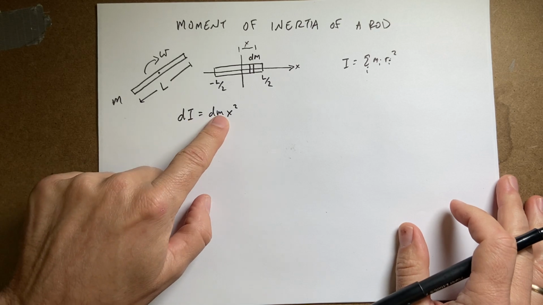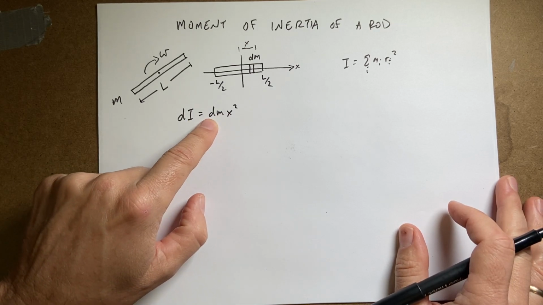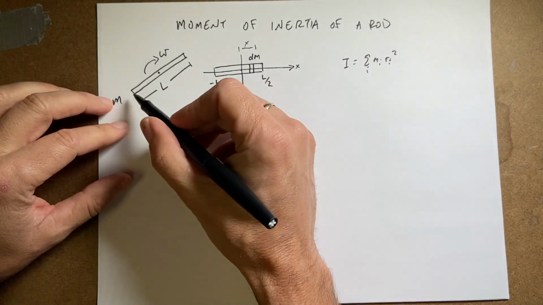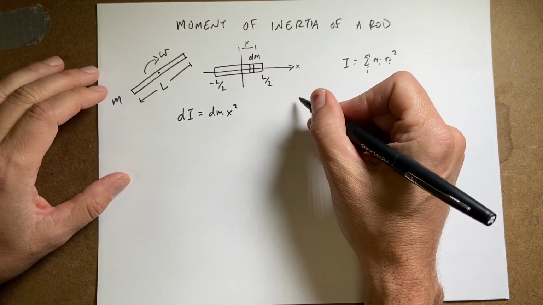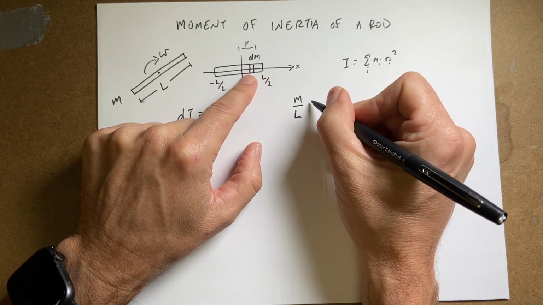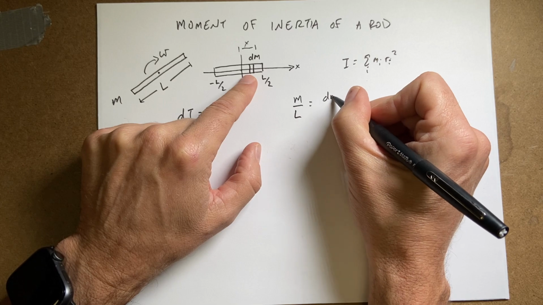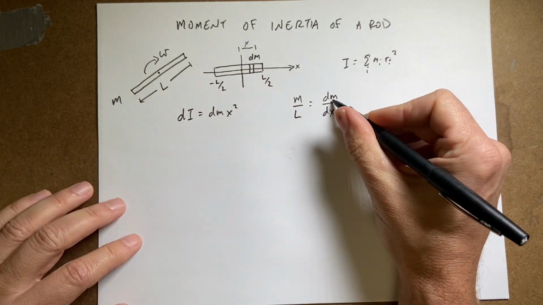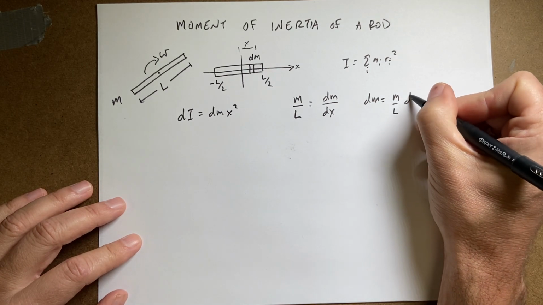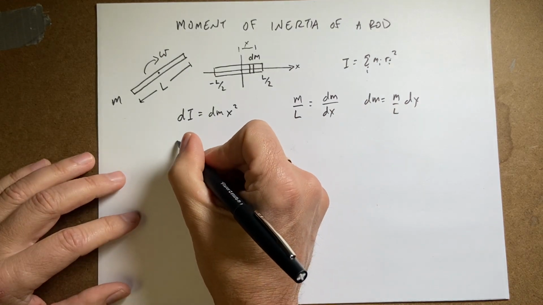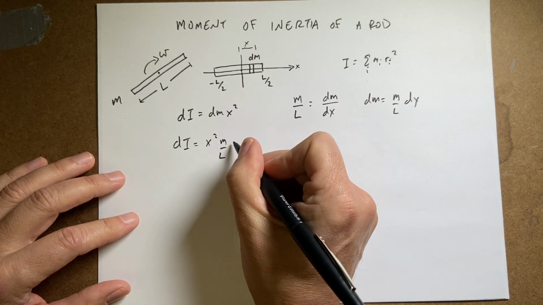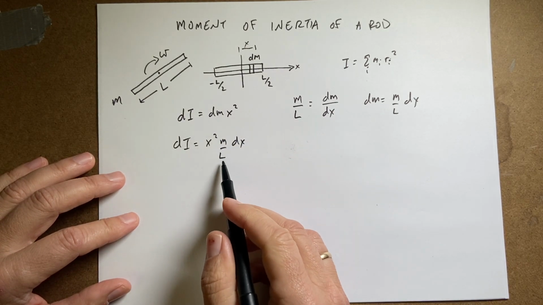Now I can't integrate this because x changes and my integration variable is dm. So I need to get dm in terms of dx. So let's consider the length of the whole rod. I know that it has a linear density of M over L. This little piece should have the same linear density. So its mass is dm and its length is dx. So that means I can solve this for dm, and I get dm equals M over L dx. Now I can put that in here, and I get dI equals x squared M over L dx. That's just a constant, doesn't really matter.